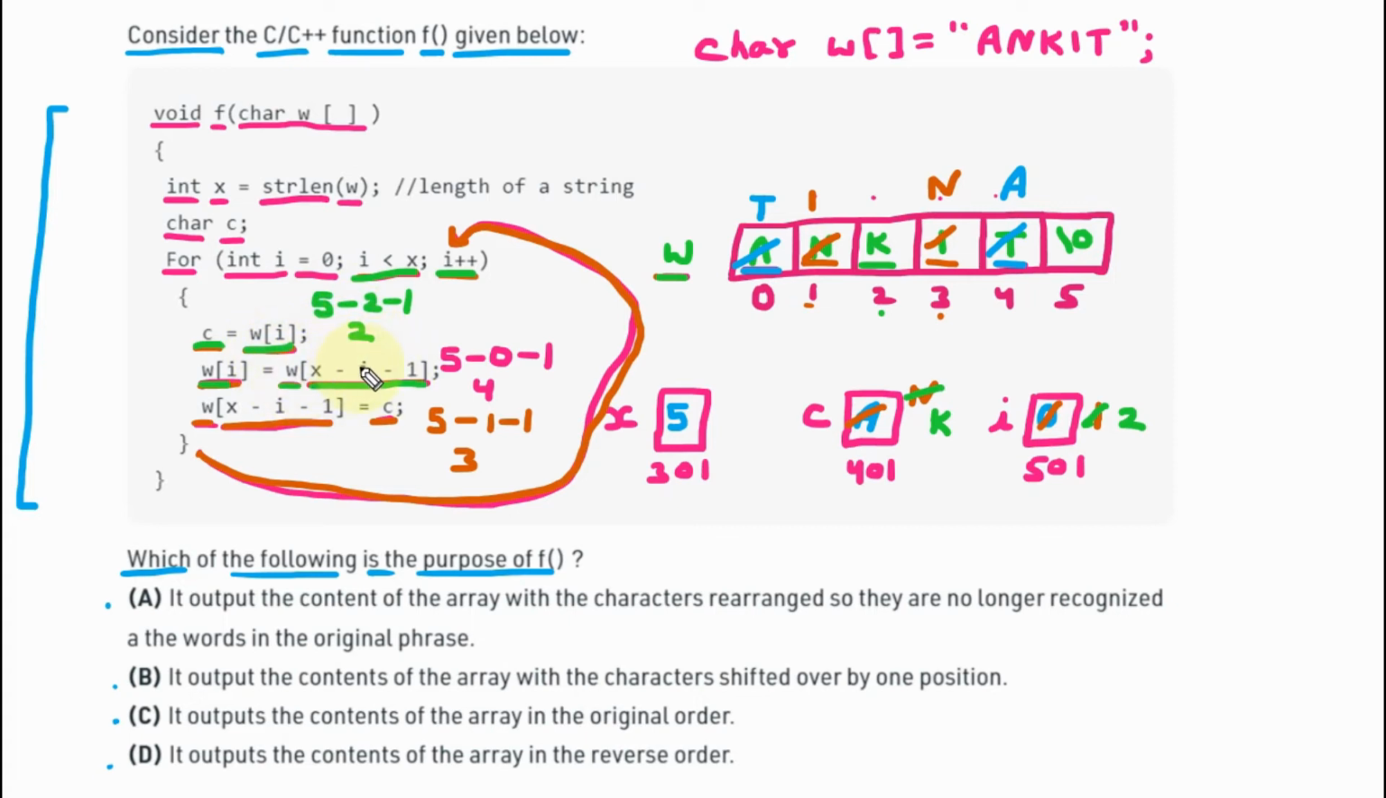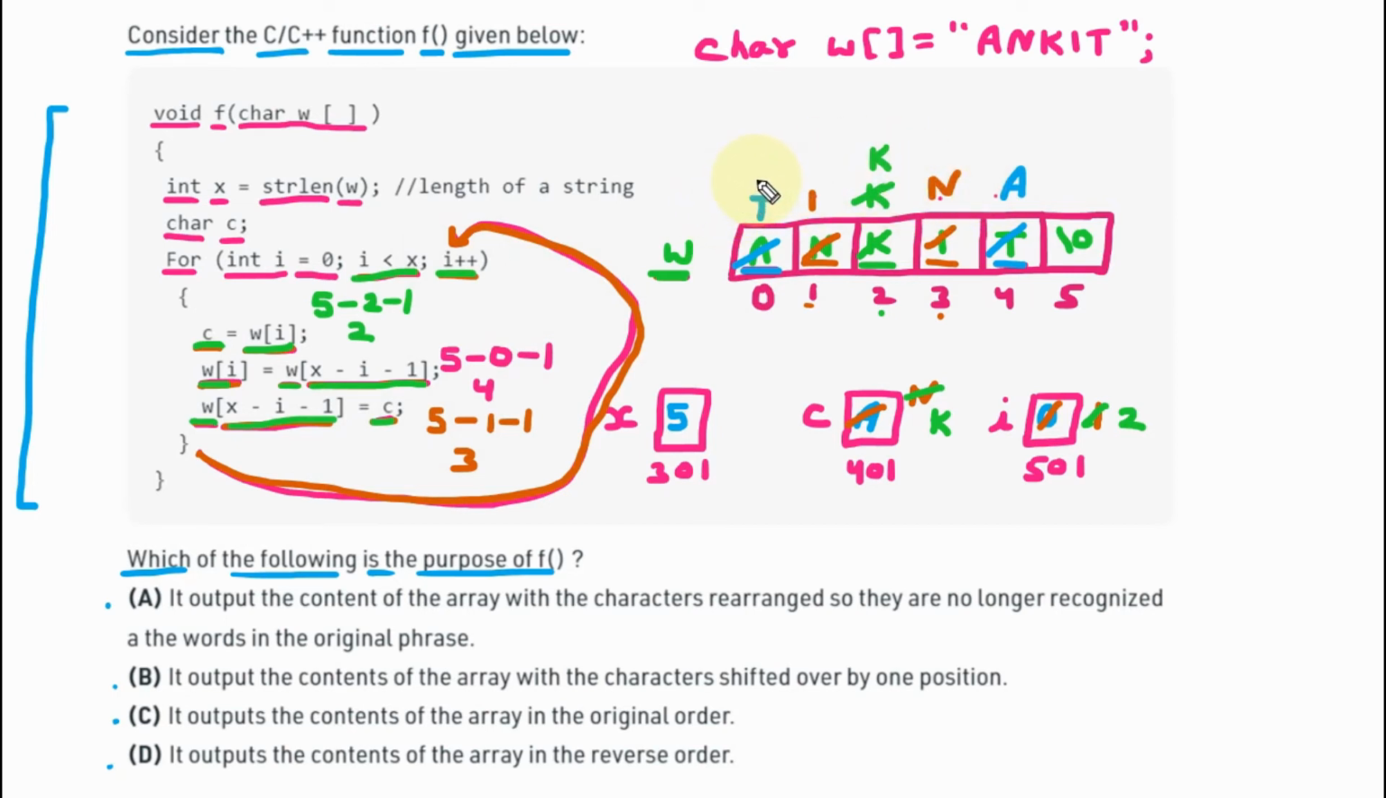So here w2, which is k, is changing to the wi, which is w2. So w2 is changing to w2 means k is updated to k itself. And afterward, w x minus I minus 1, which is w2, is equal to c. So w2, this position is equal to c. So again k is updated. So we can see that after this loop, we are having reverse of our string.